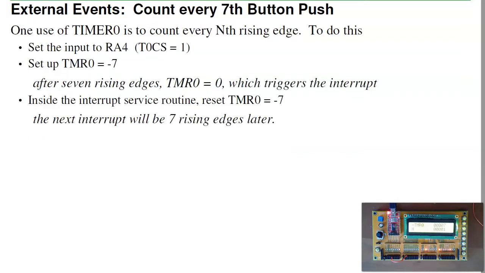So to illustrate different uses of Timer0, let's start with an external event. Suppose I make T0 source select equal to 1. That means I'm reading edges on port A, pin 4. When Timer0 wraps around and gets to 0, that triggers the interrupt. If I initialize Timer0 to minus 7, then after 7 rising edges, I'll get to 0. That triggers the interrupt.